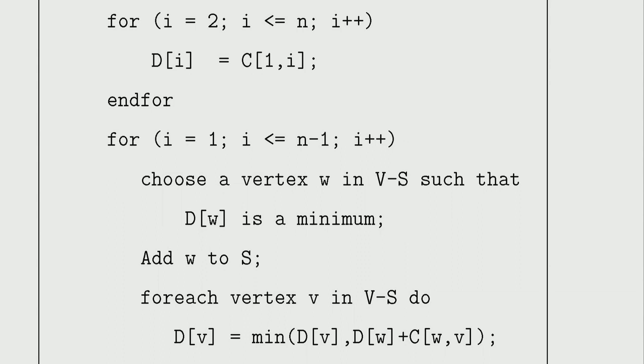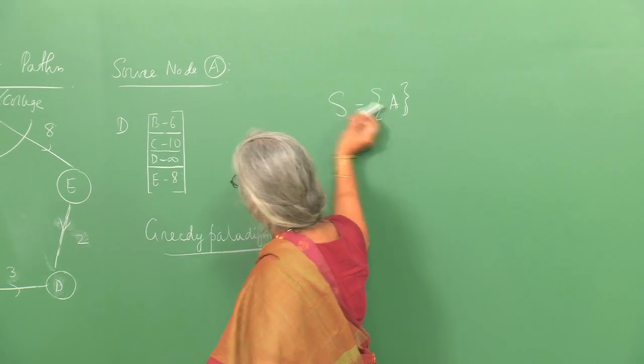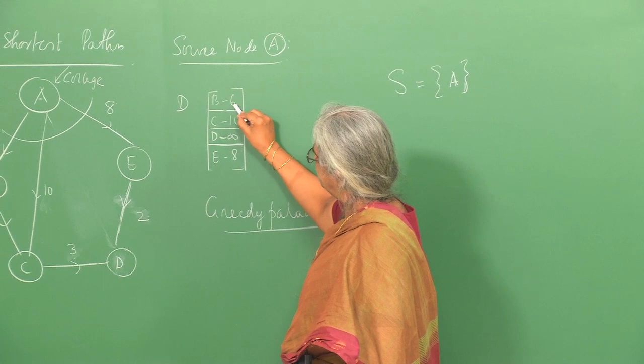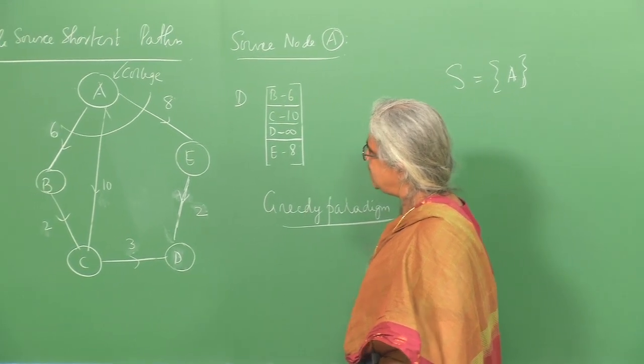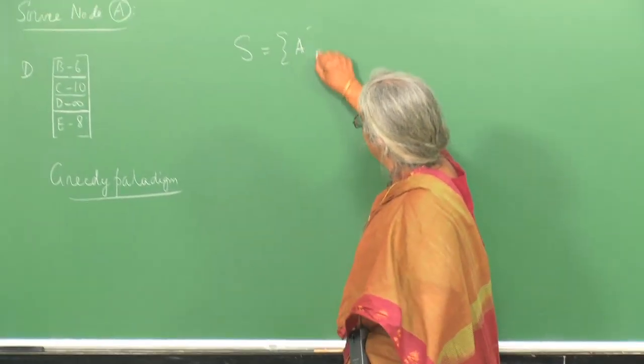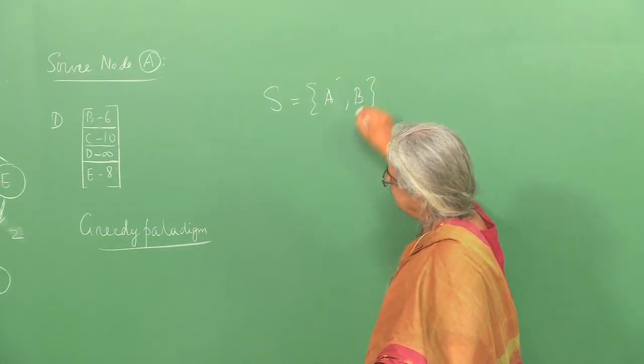I am choosing a vertex in D such that the distance between the source vertex to any one of these vertices is the smallest. So, what do we find? We find that B is the smallest. So, I include this vertex into S. That means S becomes A comma B now.